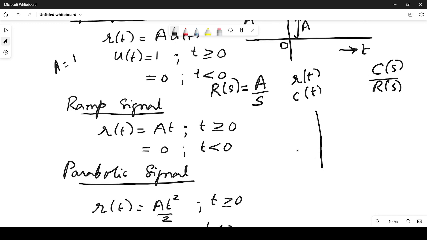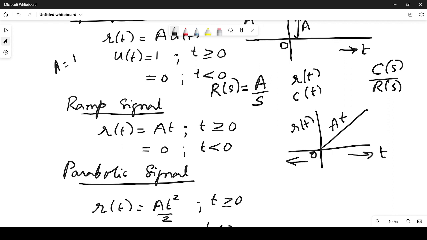Next comes the ramp signal. Mathematically it is represented as R of t is equal to A into t. So it is just a ramp, a slope, with t on the axis and R of t as the output. For time t greater than or equal to 0 only we have this ramp. For t less than 0, the output is 0. So R of t is equal to A into t for t greater than or equal to 0, and is equal to 0 for t less than 0.